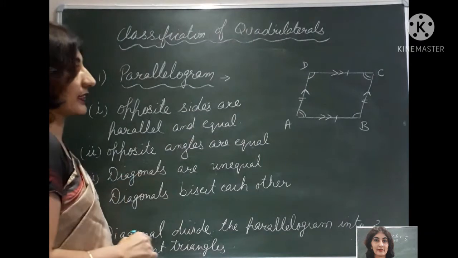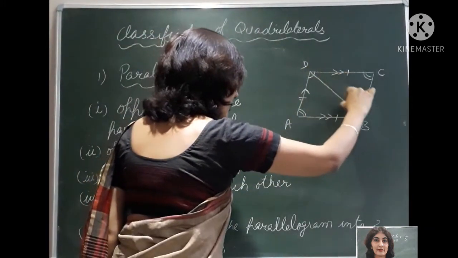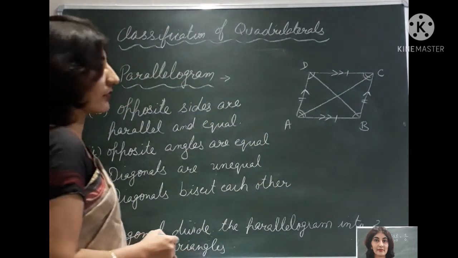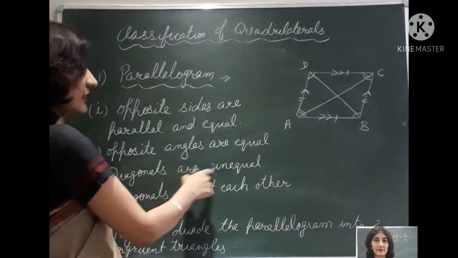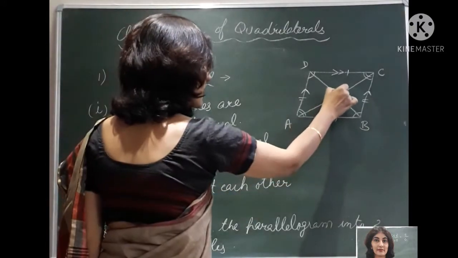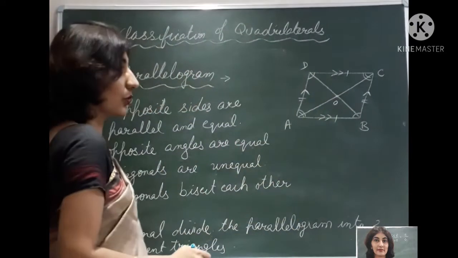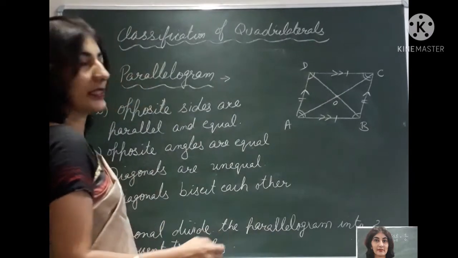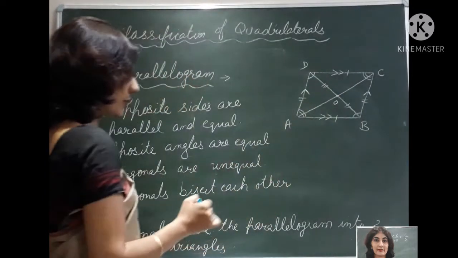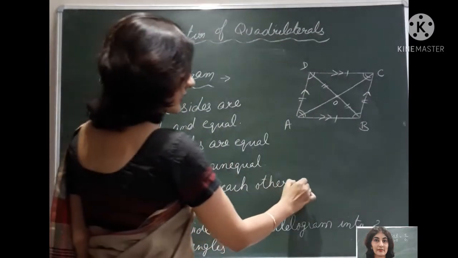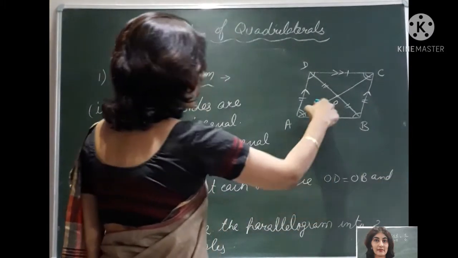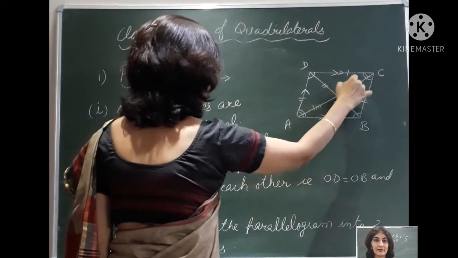Third point is diagonals. If you draw the diagonals in your notebook, you will see the diagonals are not equal. One is longer and one is shorter. So the third point is diagonals are unequal. Then the diagonals bisect each other. This is the point of intersection of diagonals. I am naming it as point O. They bisect each other, means they divide each other in equal halves. You can write here diagonals bisect each other, that is OD equals OB and OA equals OC.